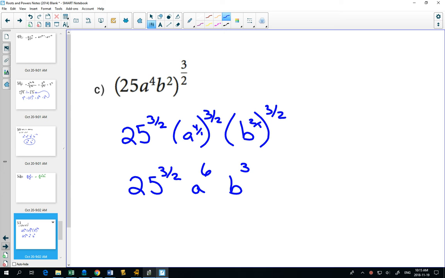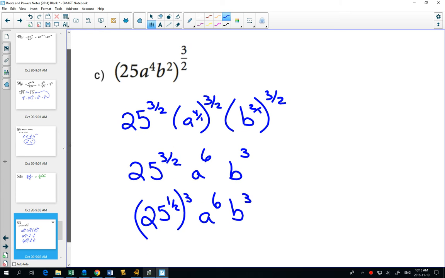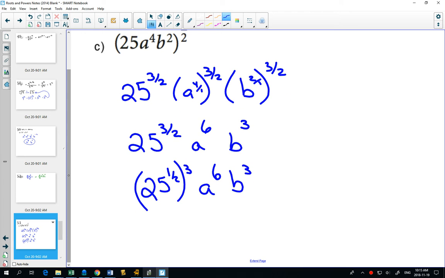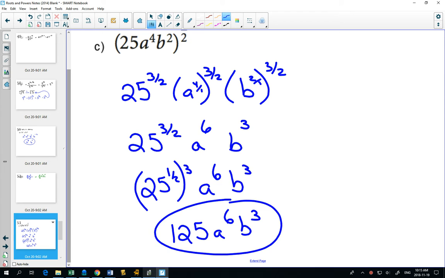The last thing we need to do is simplify the number 25 to the 3/2. So what I would do here is I would probably do the square root part first, and then cube it afterwards. Square root of 25 is 5. 5 to the exponent 3 is 125. So that's what our final answer would look like.